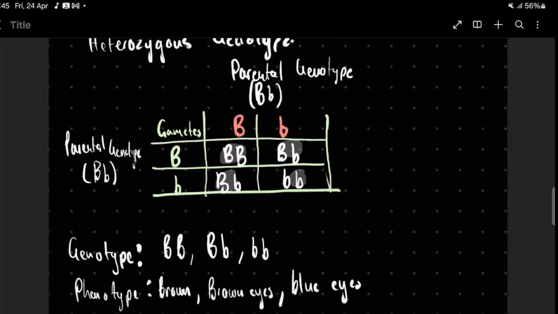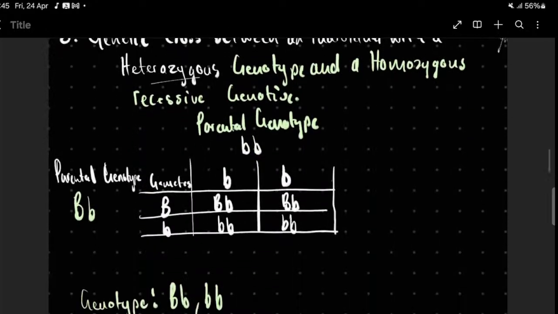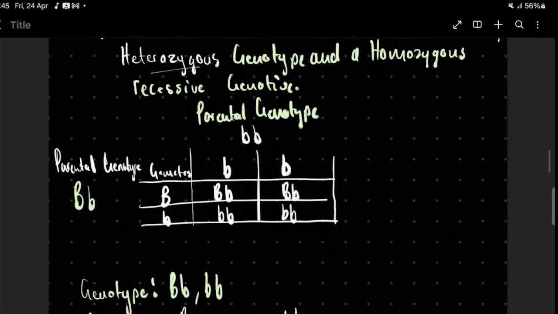Okay. What about when we crossed here? This is the most important one. This is the most important one. What about when we crossed a heterozygous genotype and a homozygous genotype? What did we get?